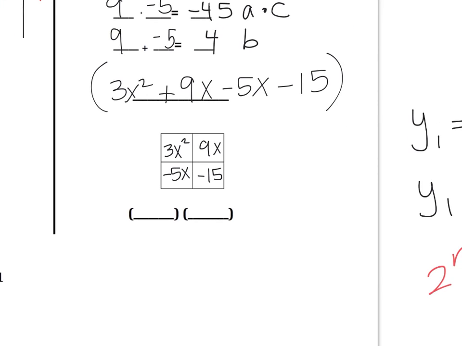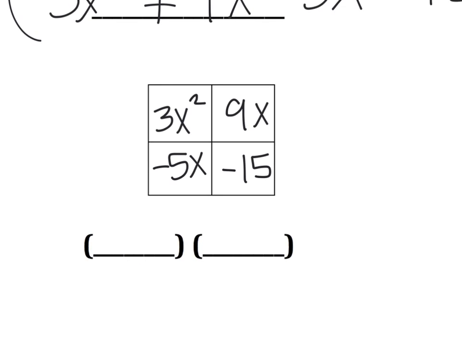Now I need to find the GCF in the columns and the rows. So let's look. What's common between these two terms? This is a 3, this is a negative 5, so there's nothing in common. But I can see that there is an x in common, so I put the x up. Now, 9x minus 15. It looks like those two numbers are divisible by 3. 9 divided by 3 is a 3, and 15 divided by 3 is a 5. So the 3 is in common. It's a positive 3.